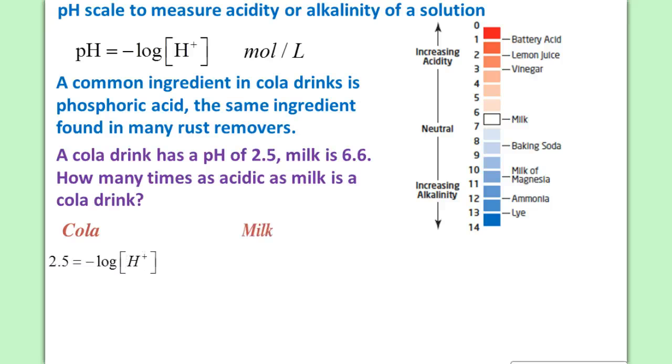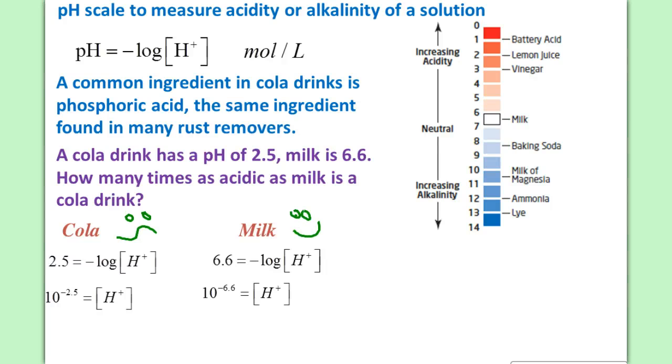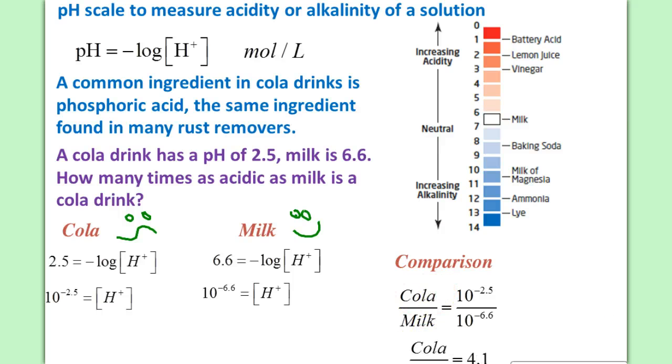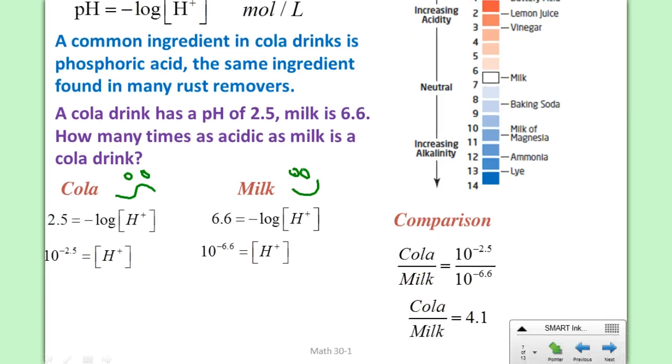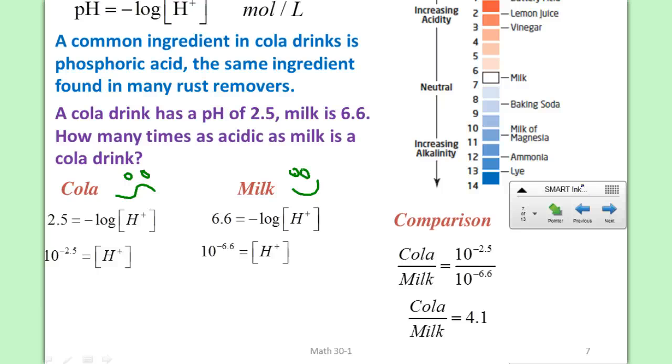So when you use your equation, what is the hydrogen ion concentration of cola? Well, 10 to the minus 2.5. And the hydrogen ion concentration of milk is this. So who's the softer, milder acidic one? So this one is the more intense one, and this one is the softer one. So therefore, when we divide the two and we compare them, cola versus milk, we'll put the bigger one on top, and when we divide out those two concentrations, we end up with 10 to the 4.1.